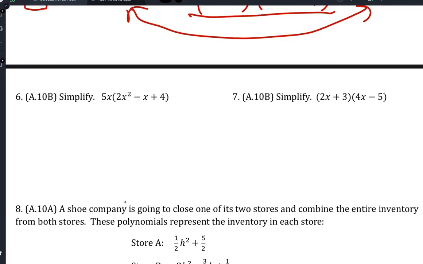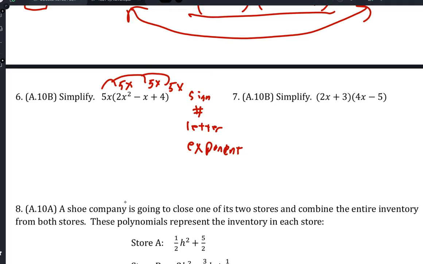Now then, on number 6, this is not multiple choice, so we got to show our work. So we are going to distribute 5x to every term. And now, then you're going to do sign, number, letter, exponent. Sign, number, letter, exponent. Okay? Over and over and over. So what's 5 times 2? 5 times 2 is 10. Remember, you have a 1 exponent if there's no exponent. And then x, 2 plus 1 is 3. Sign, number, letter, exponent. Start all over.